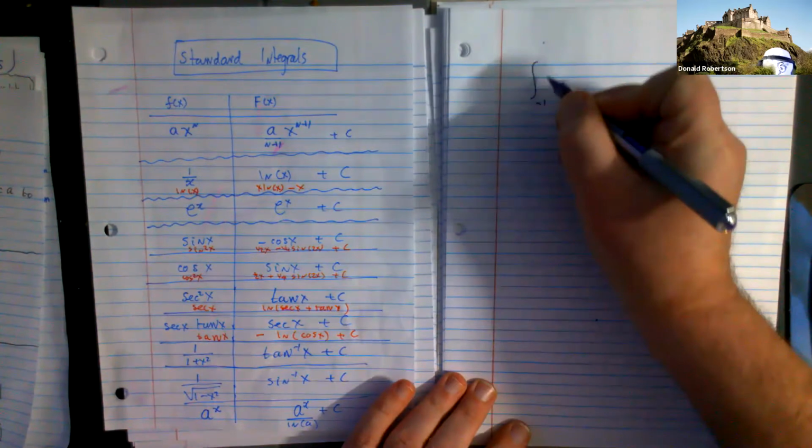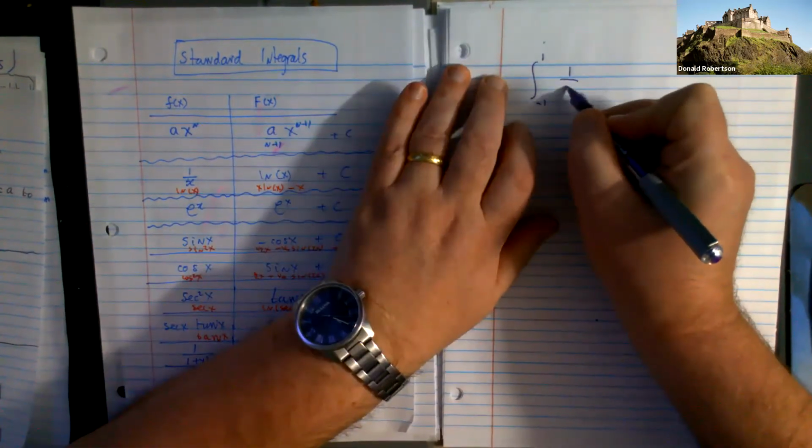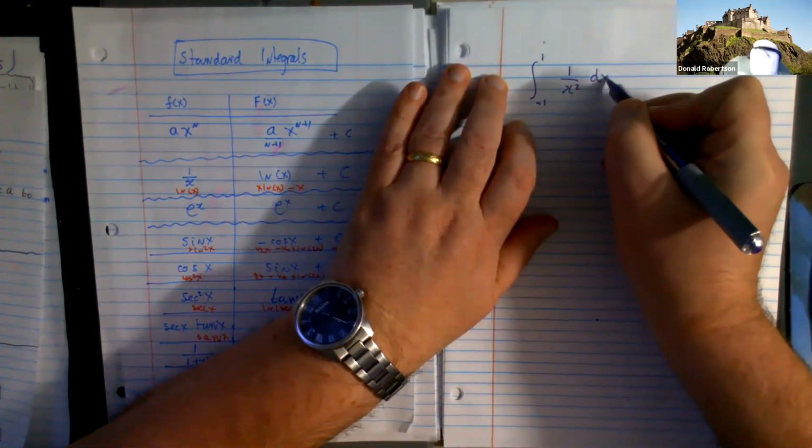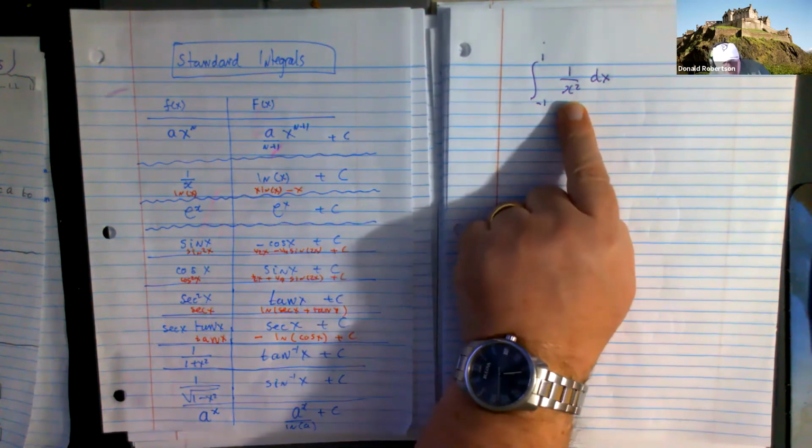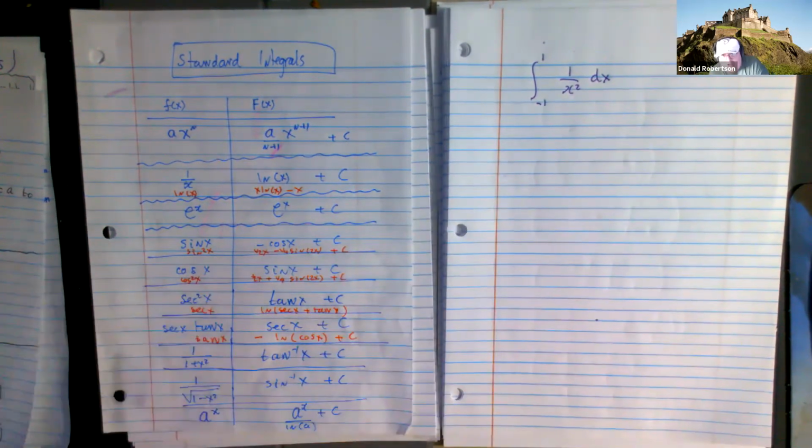So here is another question that looks like the same question. 1 over x squared from negative 1 to 1. And here is the danger. If you do not know that there's a problem at x equals 0, couldn't you just call that x to negative 2, do your usual stuff? And trust me, if you did it, you'd get an answer 2, right? The area of that integral would be 2. But it's not.